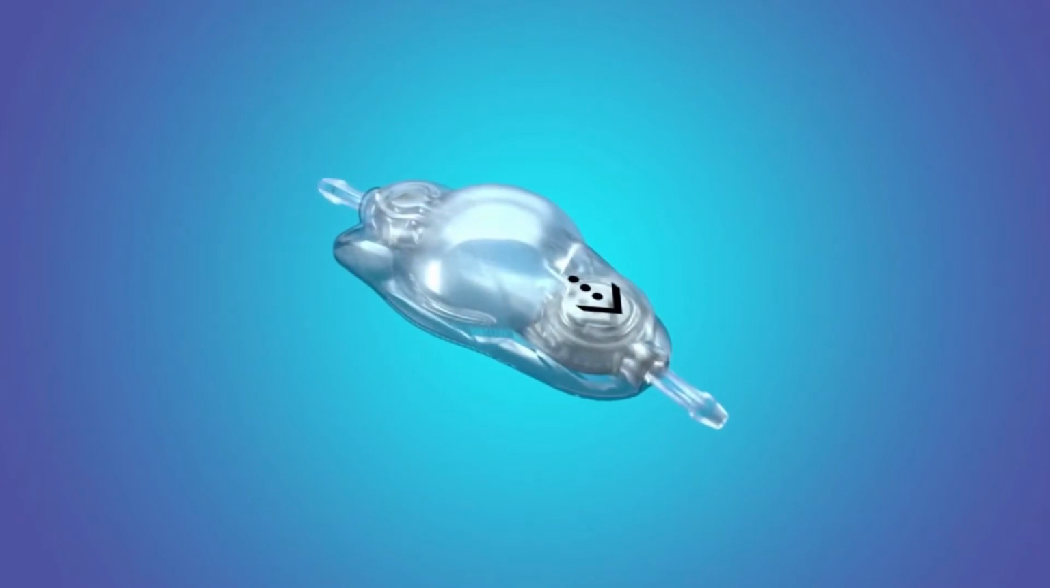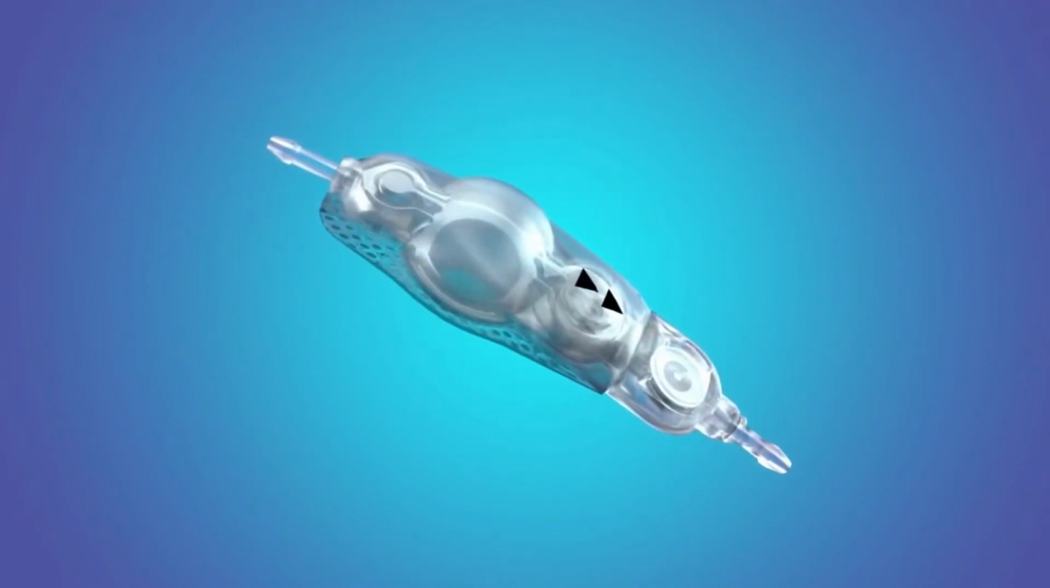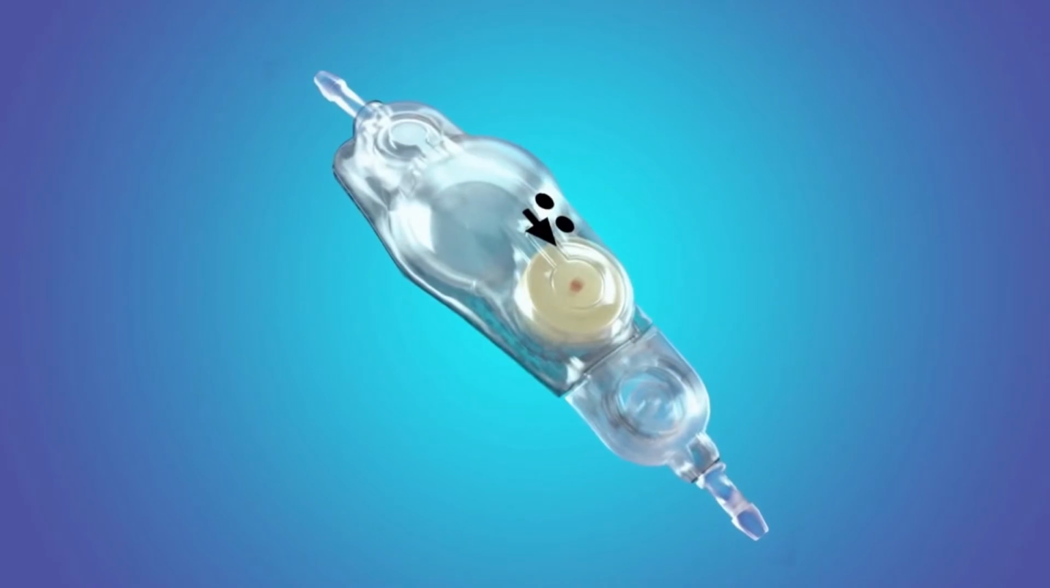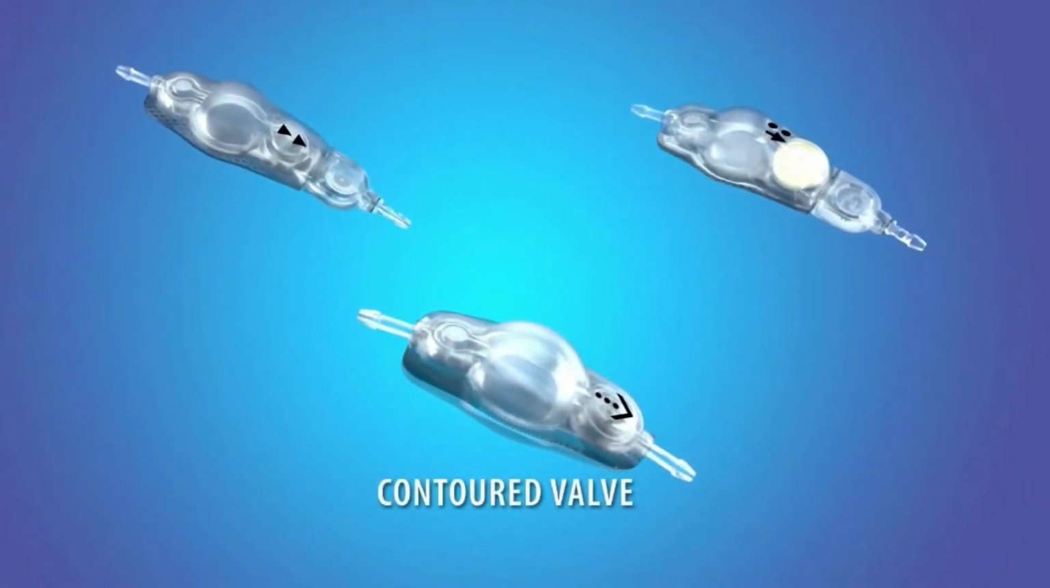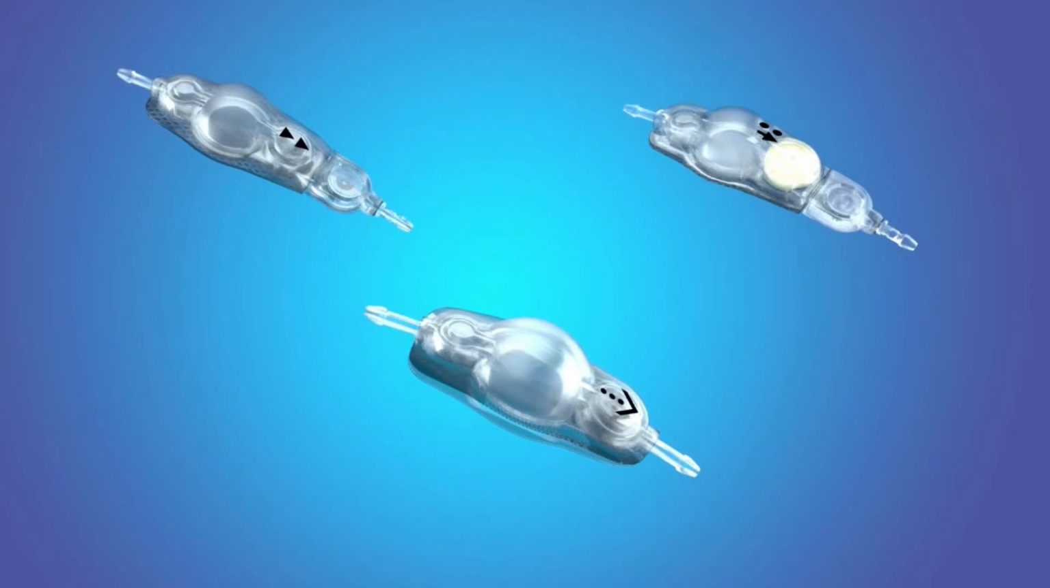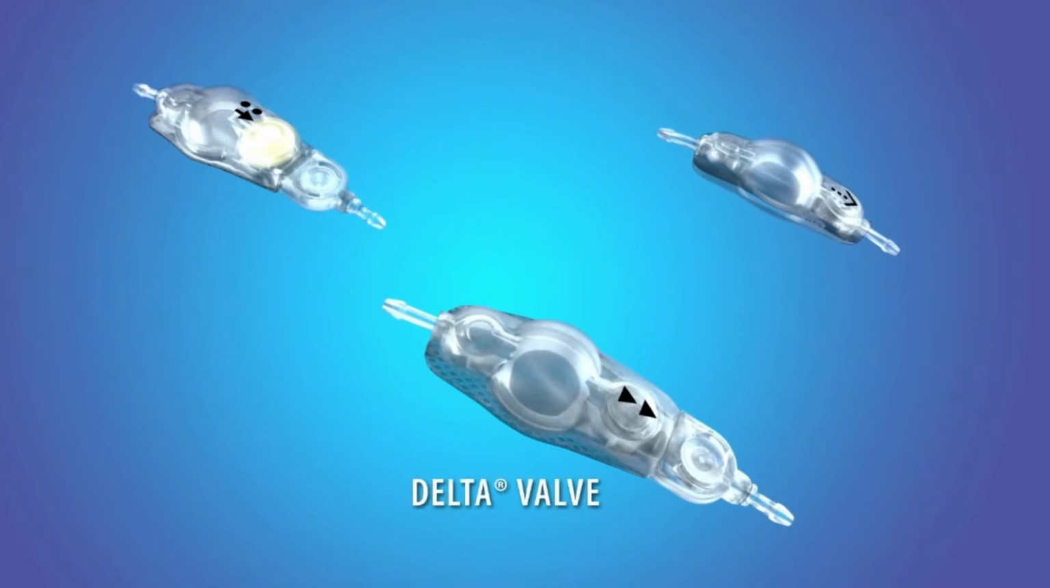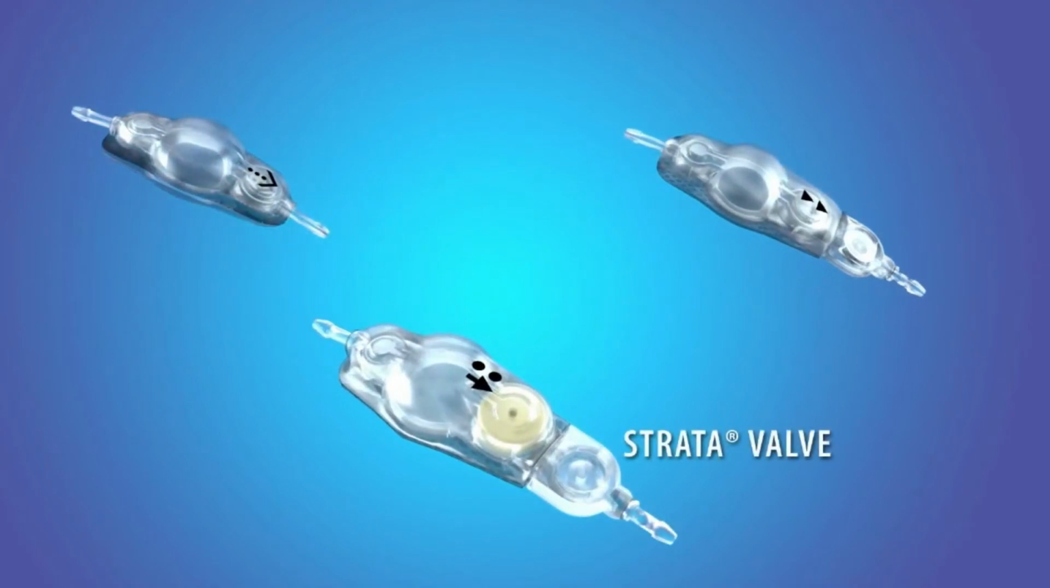In this video, we will cover the three types of Medtronic valves used for the treatment of hydrocephalus. The first commercial Medtronic valve was the contoured valve, now a part of the CSF flow control valve family. Subsequent to this was the Delta valve, with a siphon control device called the Delta chamber. And most recently was the Strata valve, with adjustable pressure capabilities.